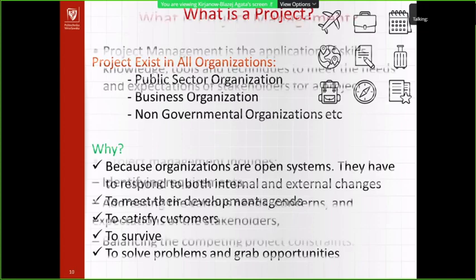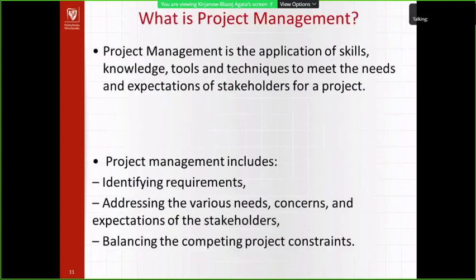And what is project management? Project management is the application of skills, knowledge, tools, and techniques to meet the needs and expectations of stakeholders for a project. And the purpose of project management is prevention, not recognition and reaction. In simple terms, project management means the process of leading a team to hit goals and complete deliverables within a set time frame. And project management includes identifying requirements, addressing the various needs, concerns, and expectations of stakeholders, and balancing the competing project constraints.